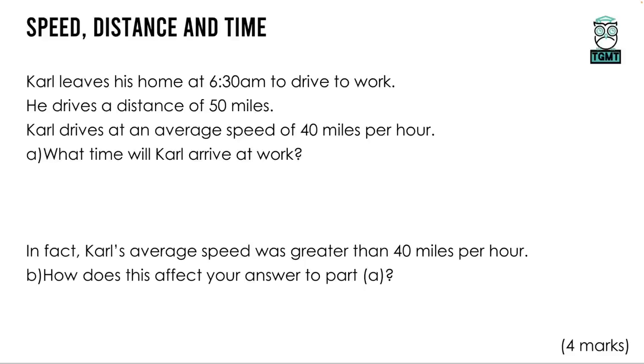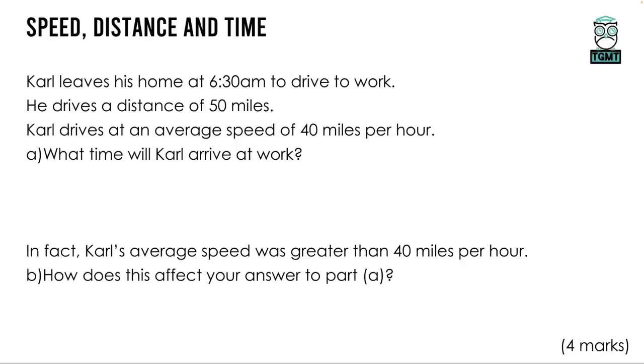Okay, looking at some speed, distance and time then. Always a very tricky topic to appear if it does appear on a non-calculator exam. But let's have a look at a method we could use just in case it does. So it says Carl leaves his house at 6:30 AM to drive to work. He drives a distance of 50 miles and Carl drives at an average speed of 40 miles per hour. What time will Carl arrive at work?